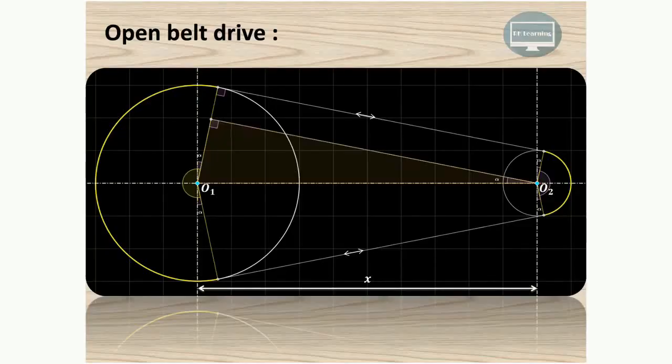Here we have shown the open belt drive. Now as shown over here, this is the center distance between the two pulleys. This is known as the driver pulley and this is the driven pulley. Now R1 is the radius of the driver pulley and R2 is the radius of the driven pulley.